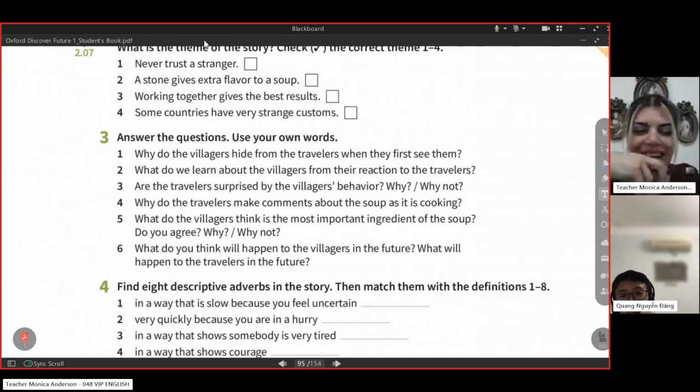Number six. Why are the villagers so stupid? The stone didn't have any taste. They were being lied to.